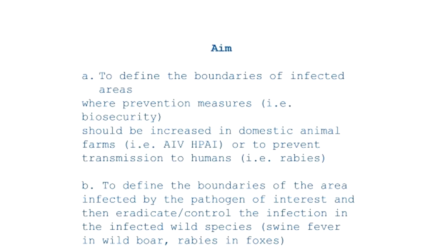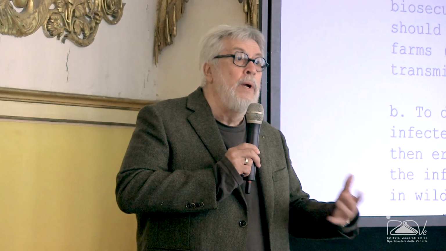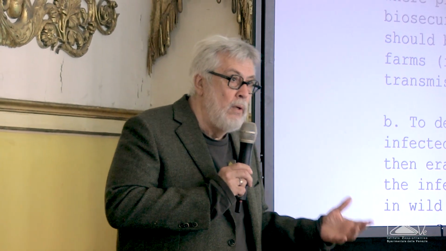The aims of zoning in wildlife are always two: to define the boundaries of infected areas where prevention measures, like biosecurity mainly, should be increased in domestic animals. And the classical example is avian flu. We are not trying to manage avian flu in itself in wild birds, but we are trying to increase the biosecurity level where wildfowl will bring avian flu.